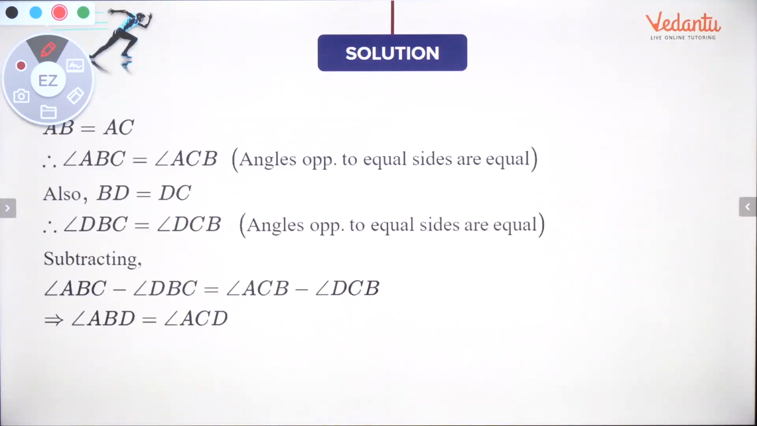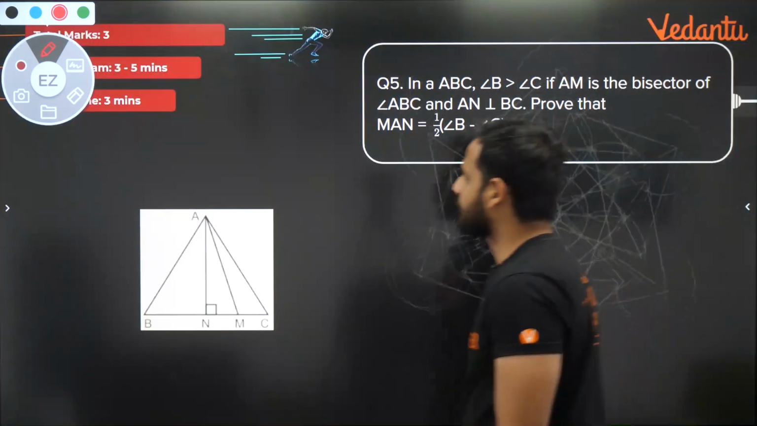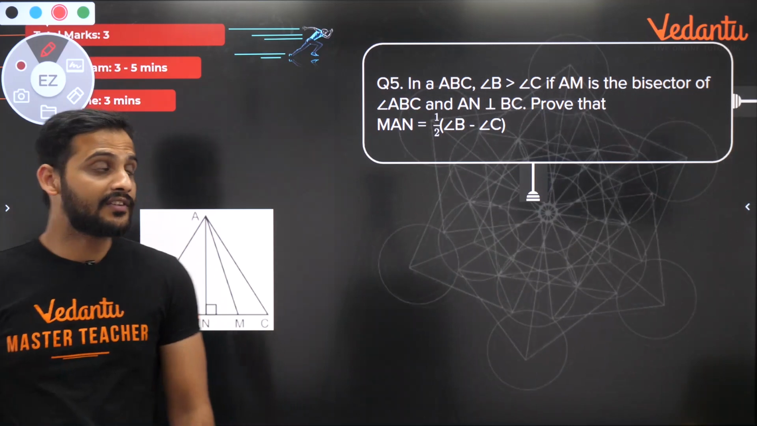Chalo. So the second solution which I was saying can be written like this, using the isosceles triangle property. Let's move to the next question, bachcho. The next question is this. It's a good question.